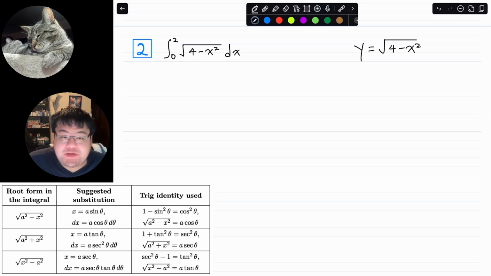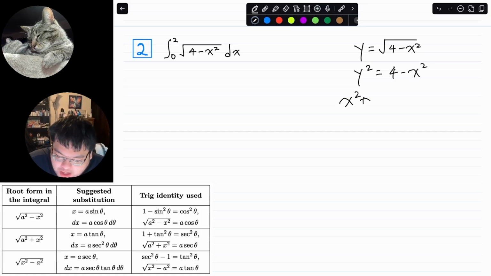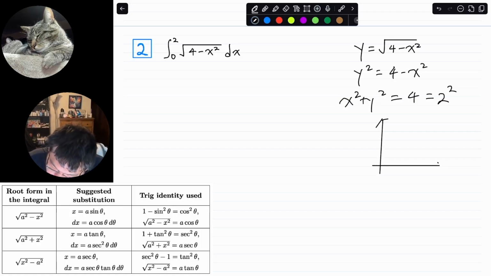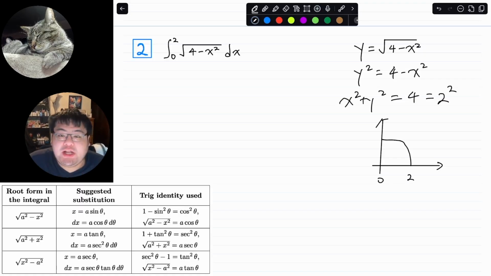So let's try to square the equation. So y squared will be 4 minus x squared. So x squared plus y squared equals 4, which is just 2 squared. So essentially, if you graph it on the xy plane, from 0 to 2, you actually have a quarter circle of radius 2.